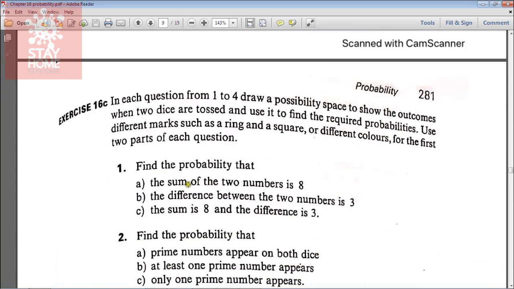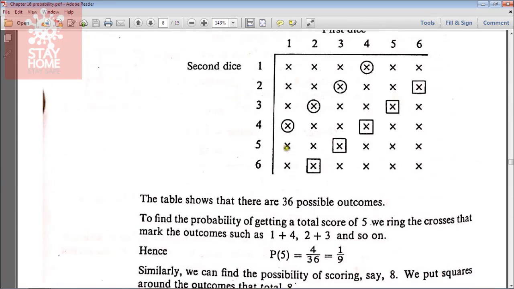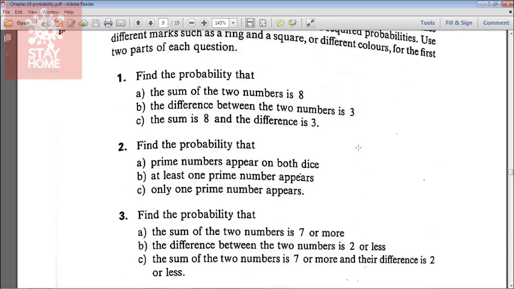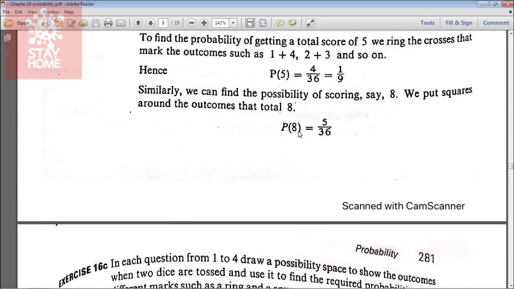Now come to the exercise. Find the probability that the sum of two numbers is 8. This is for the dice. First let me read the question. In each question from 1 to 4, draw the possibility space to show the outcome when two dice are tossed. This is the possibility sample space. So now find the probability that the sum of two numbers is 8. We have already solved this here.